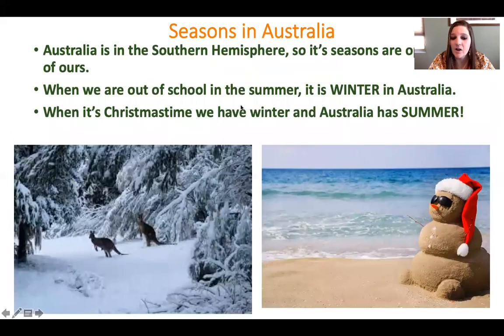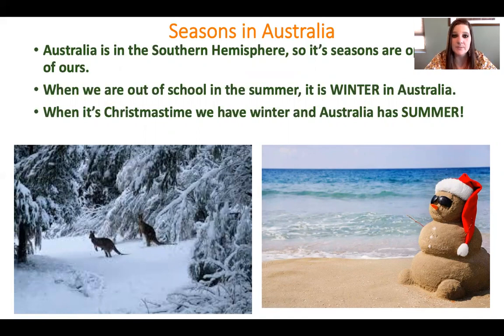Seasons in Australia. Australia is in the southern hemisphere, so its seasons are opposite of ours, okay? So when we are out of school in the summer, because we don't go to school in the summertime, right? When we're on summer vacation, it is actually winter in Australia. So when it's summer here, it's winter in Australia, okay?